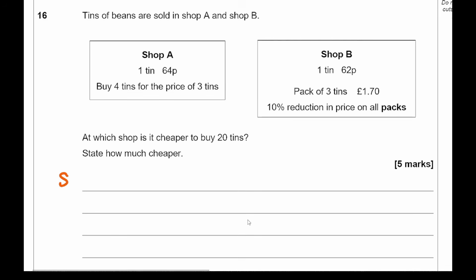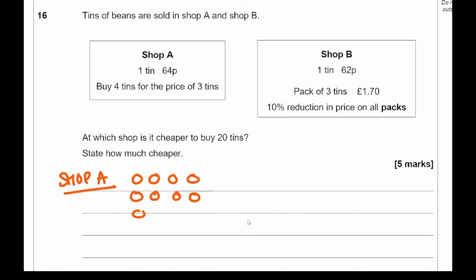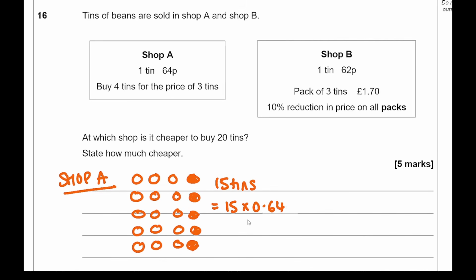So for shop A first, and this is for 5 marks. So for shop A, if we look at 20 tins, so if I just imagine these are tins, in which I'm going to buy them in packs of 4. Now for every 4 I buy, one of them is going to be free. So therefore, all I'm doing is I'm paying for 15 tins. So 15 tins equals 15 times 0.64, and that comes up to a cost of £9.60.